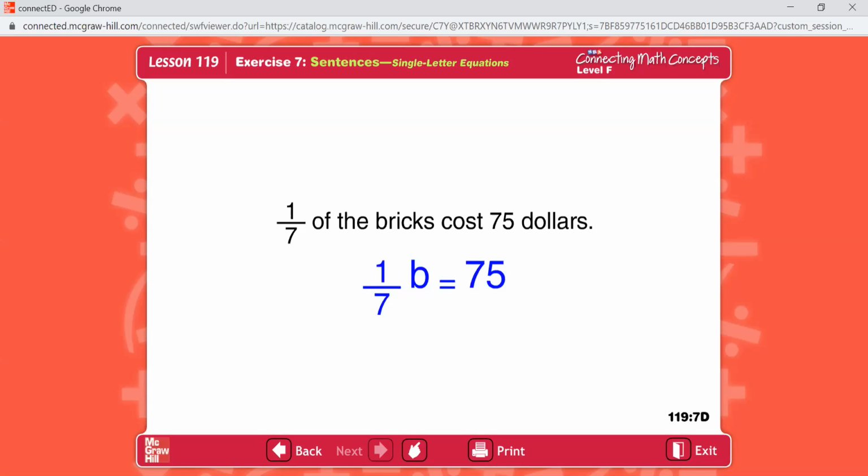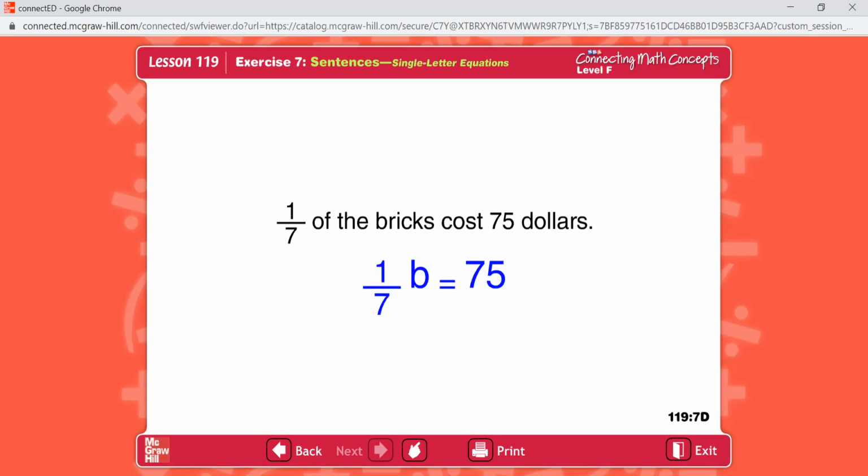B, 2/3 of the gravel weighed 502 pounds. Pause the video to write your answer. 2/3 G equals 502. Item C, 6/7 of the water was 5/8 gallon. Pause the video now to write the answer.